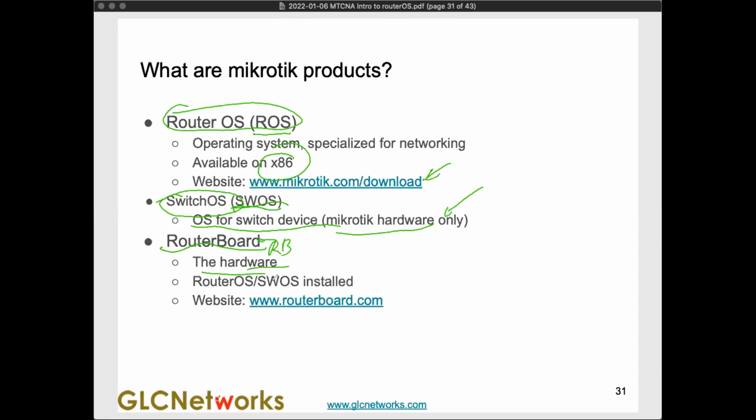Okay, and then inside the RB they have routerOS or SWOS installed. So this is the website routerboard.com. I'm still using it, but if you access the website, it will be redirected to mikrotik.com. Okay, any questions so far? This is a very, very noob class for MikroTik, okay?